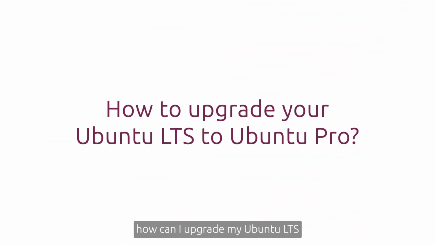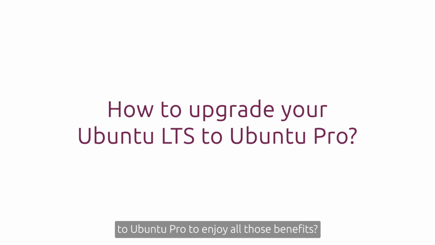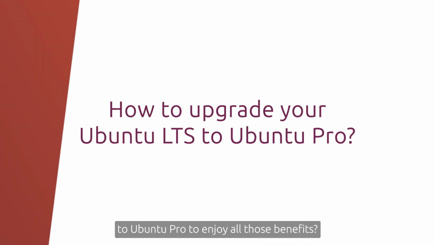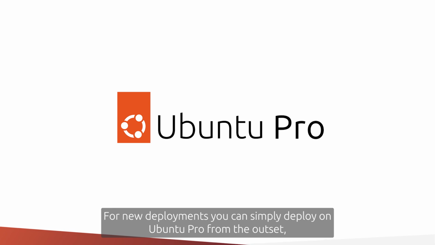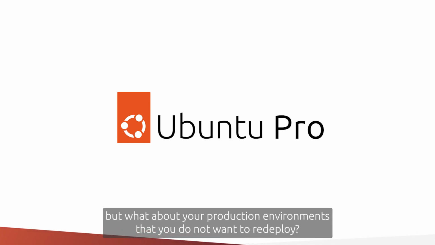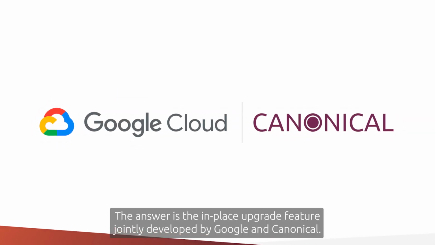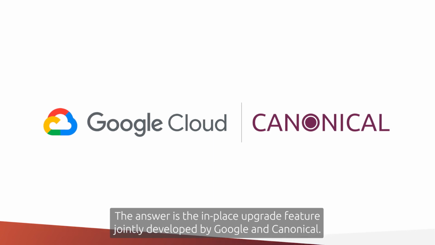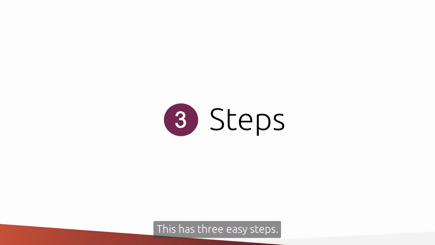You may ask, how can I upgrade my Ubuntu LTS to Ubuntu Pro to enjoy all those benefits? For new deployments, you can simply deploy on Ubuntu Pro from the outset. But what about your production environments that you do not want to redeploy? The answer is the in-place upgrade feature, jointly developed by Google and Canonical. This has three easy steps.